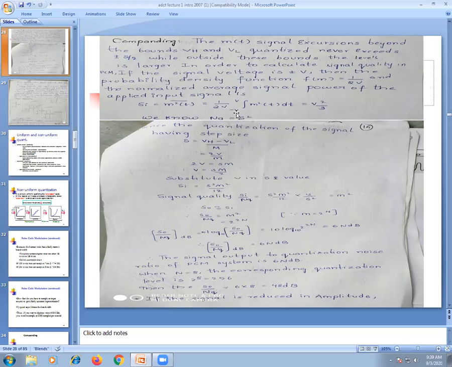That is the integral from minus v to plus v of f of x, where f of x is the power spectral density of the signal, multiplied by the mean square value, m square of t. After some calculations, it becomes 1 by 2v, because the signal ranges over plus or minus v volts, times the integral from minus v to plus v of m square of t dt.